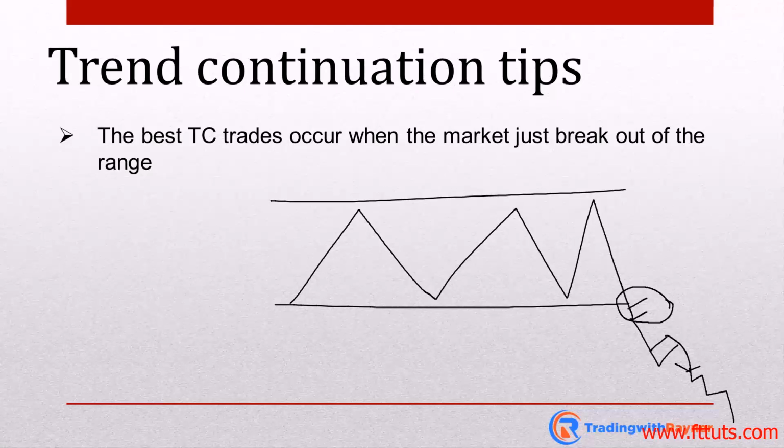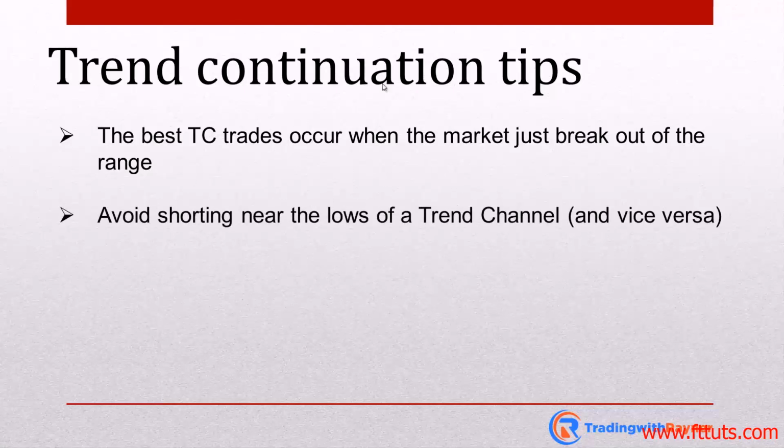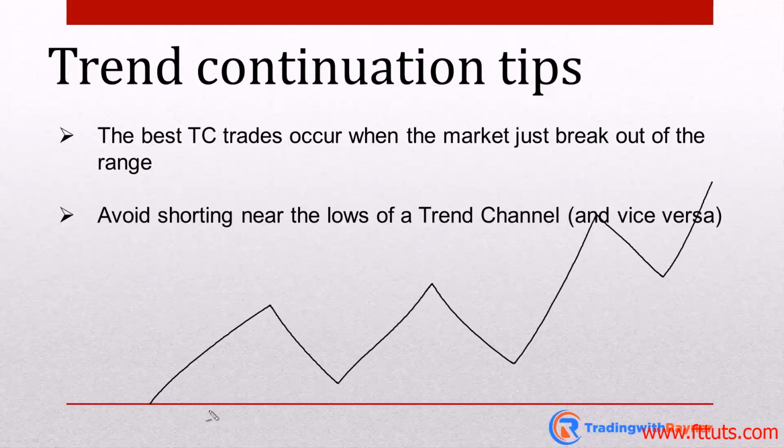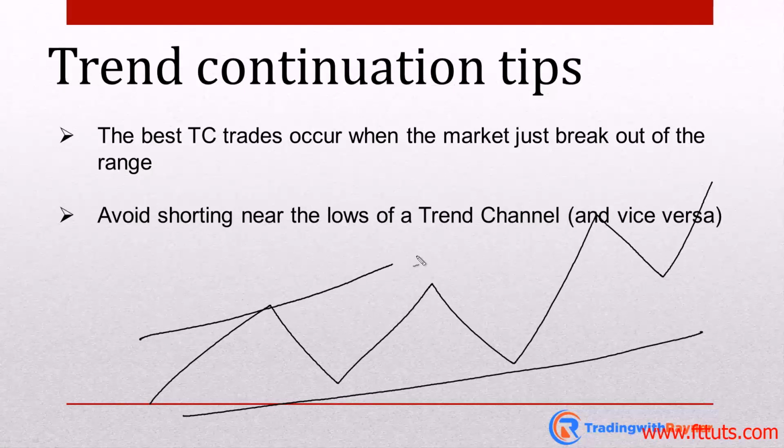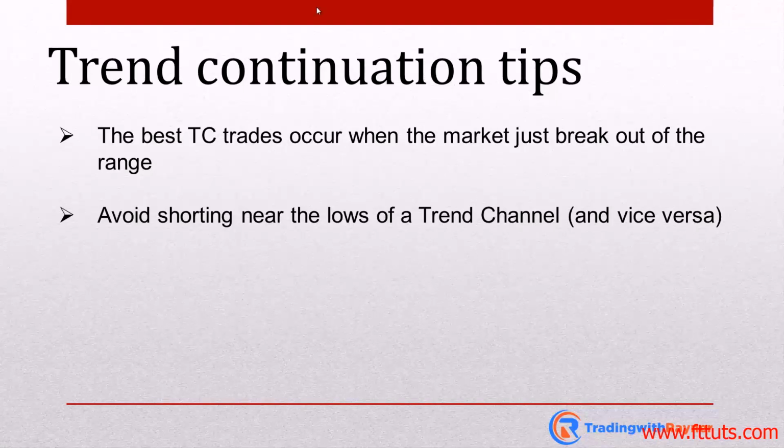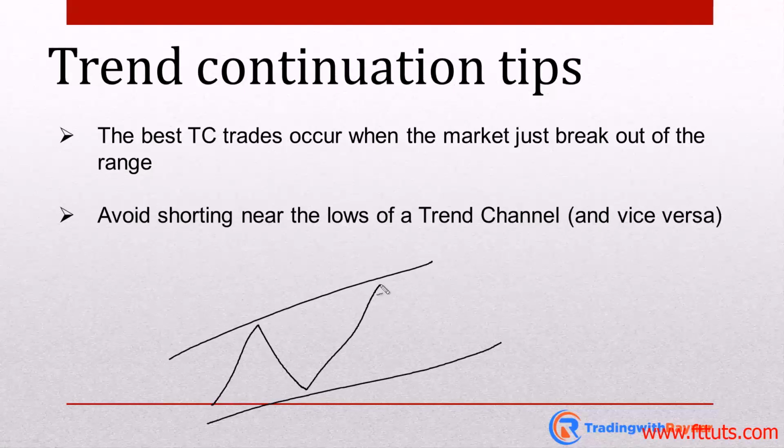All right, so the best trend continuation trade, as I've mentioned, is when the market just breaks out of the range. Another thing to take note of is that you don't want to be shorting the breakout when there is a trend channel and you are near the lows of the trend channel. So what is a channel? A channel is very simple. Let's say the market is in a trend, something like that. You can connect it and draw it with a channel. The drawing is quite poor, let me do this again. I'll draw the channel first. I think it would be a better idea. All right, this is a trend channel, and the market is contained within the channel.